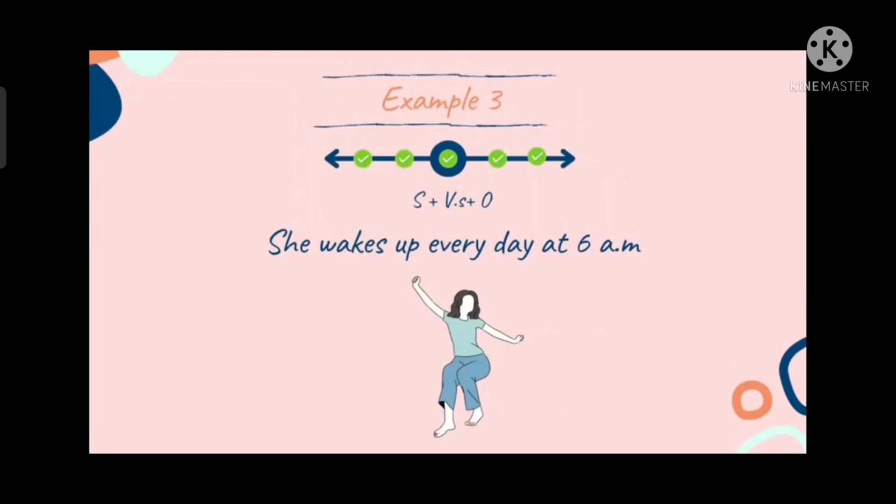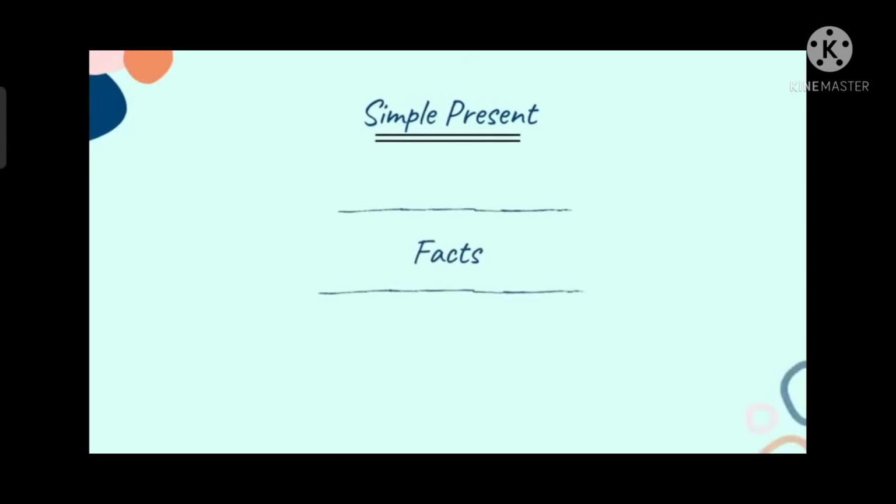She wakes up every day at 6 p.m. Here also, the daily routine of waking up is mentioned. So, we have used simple present tense. So, this was the one main use of simple present tense. Now, let's look into another usage of simple present tense.